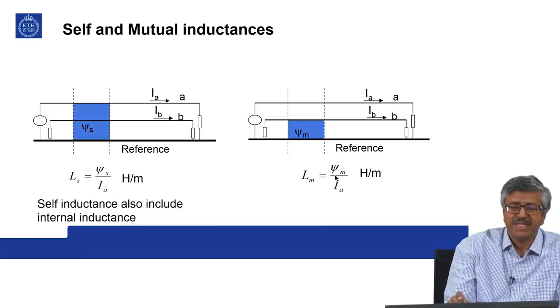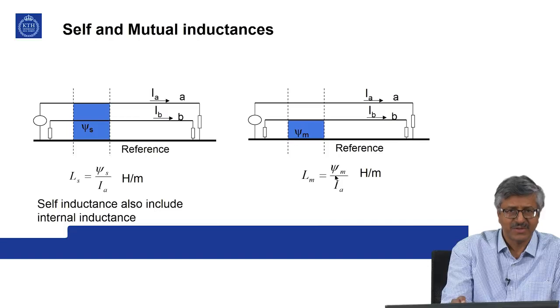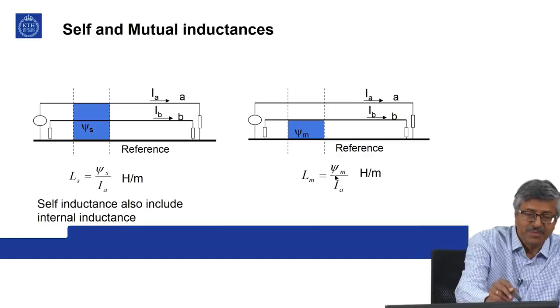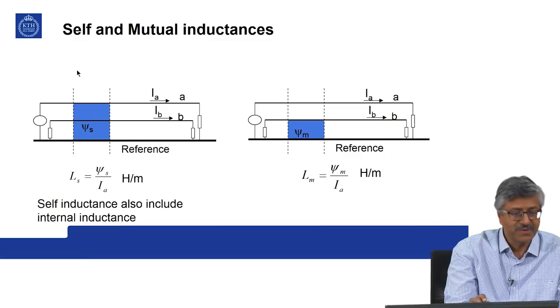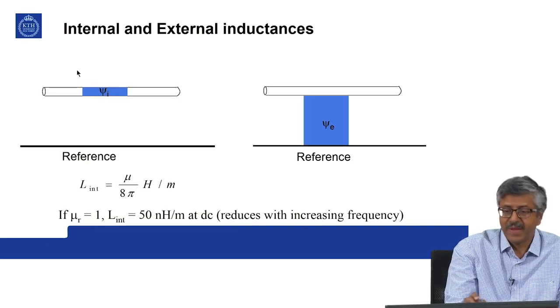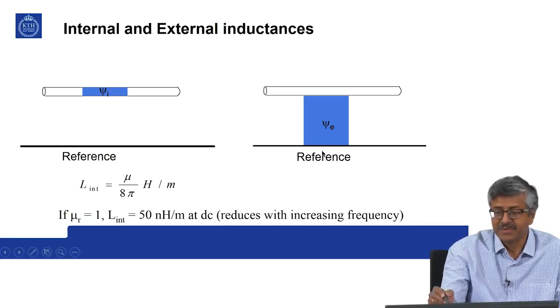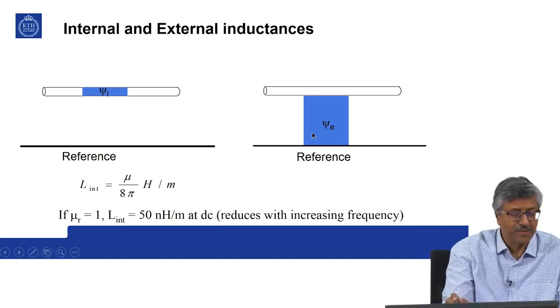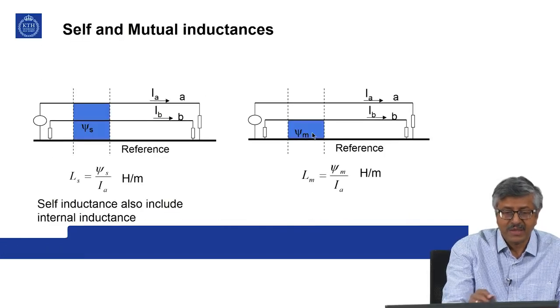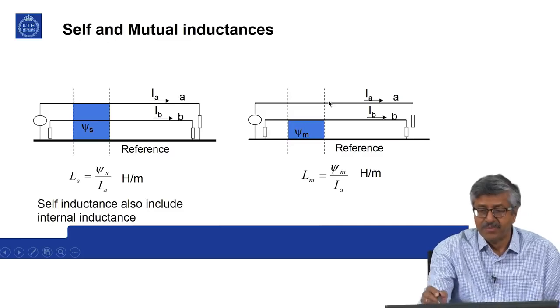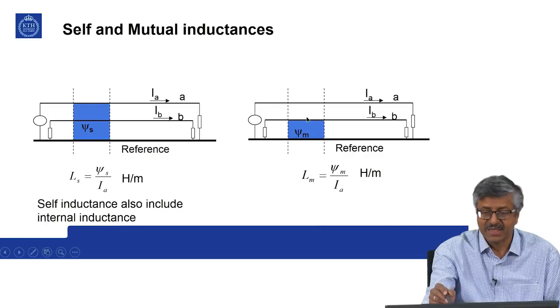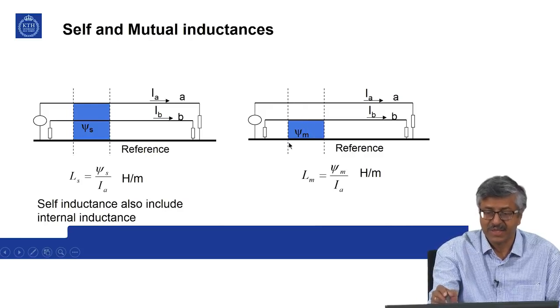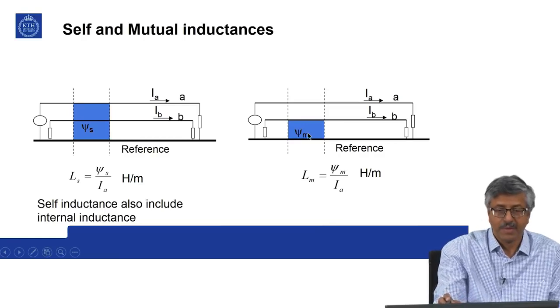So, self and mutual inductance is different from internal and external inductance. So, there are important differences. Do not confuse between them. Internal inductance is part of the self inductance. Here we have seen the external inductance. So, this external inductance of this wire plus this internal inductance together will form the self inductance, and this is mutual inductance, interaction of the current in one circuit with the other circuit.